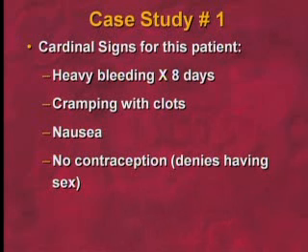I just want to review what the cardinal symptoms were for this patient. She had heavy bleeding for 8 days. She had cramping with clots. She had nausea, and she told us initially that she had never been sexually active, but she did admit that she had a boyfriend but broke up with him about a month ago, and she did tell the nurses that she had not used any contraception.